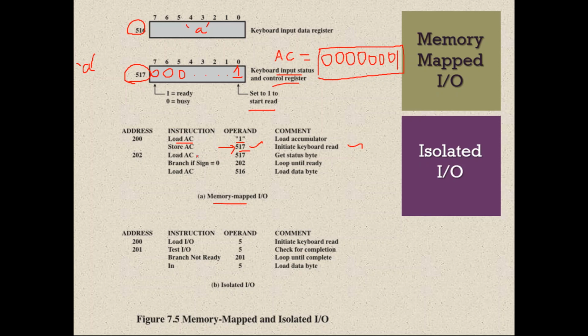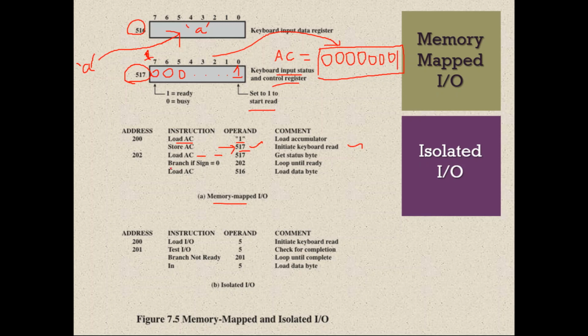Again, what we are doing is load accumulator with 517. Why once again do we say 517? Once A is written into the data register successfully, what will happen to the accumulator's most significant bit? It will become 1. Otherwise it will be 0. Assume this A has not yet been written. Now if you load the accumulator with 517, what is in 517? The same thing will come here.